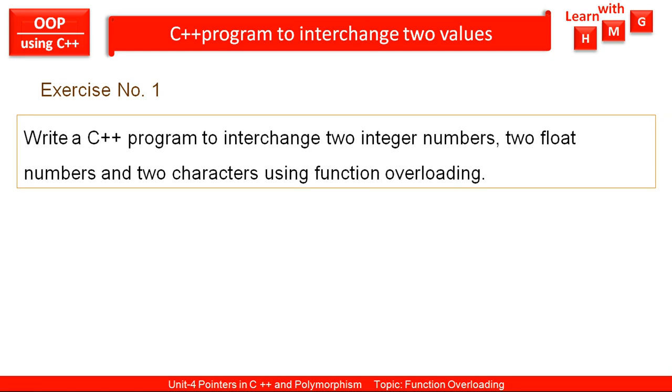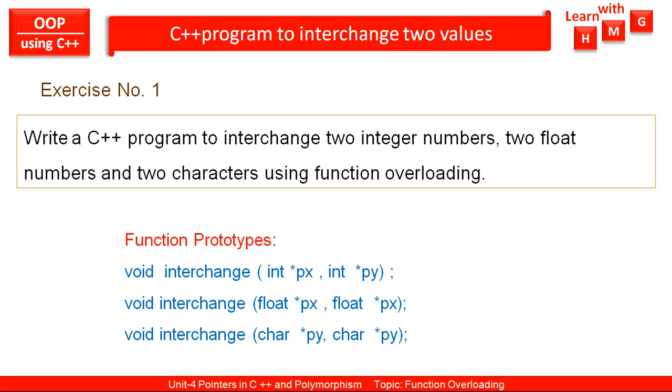So here I am going to handle three functions. The first function will interchange two integer numbers, the second function will interchange two floating point numbers, the third function will interchange two characters, and all these three functions will have the same name, that is interchange. So these will be the function prototypes: interchange, interchange, interchange, the same function name for three functions.